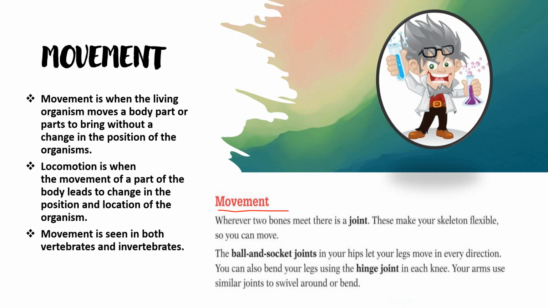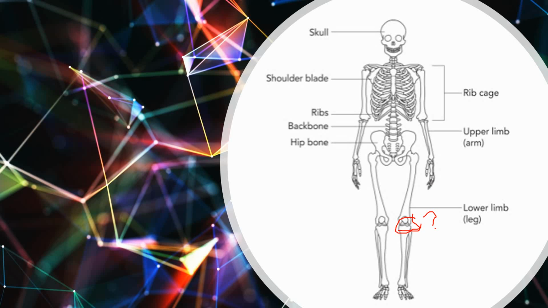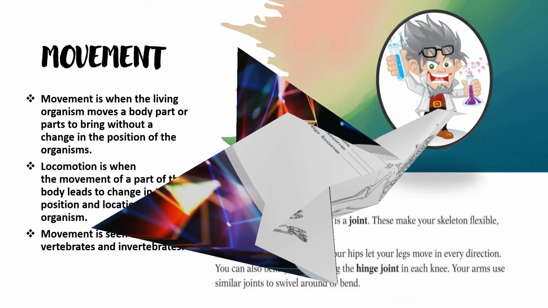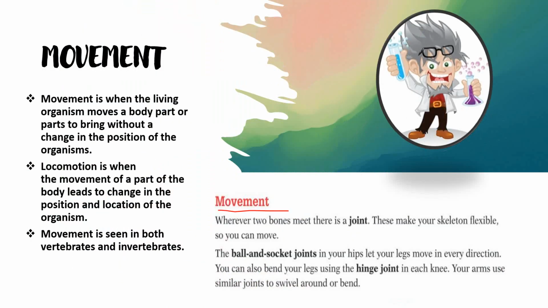A ball and socket joint is in your hips. It lets your legs move in every direction. So over here, these are the ball and socket joints, and these help you to move. When you move, your hip joints are continuously moving. Okay? Then you also bend your legs using the hinge joint in each knee.